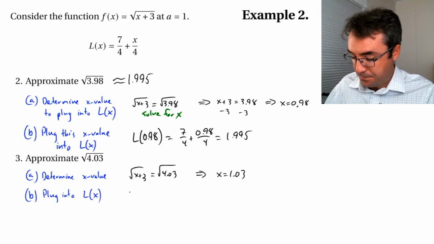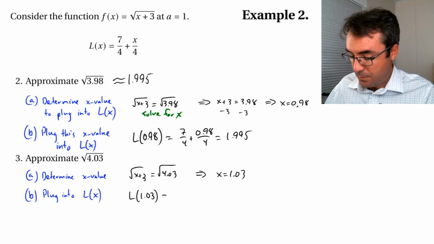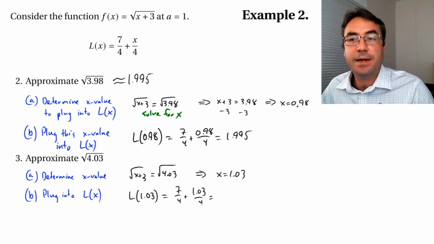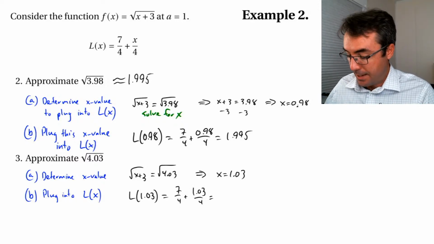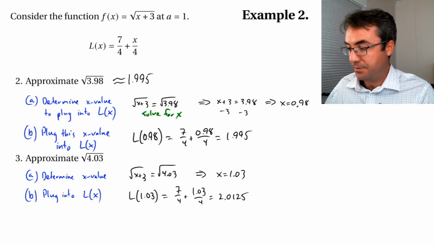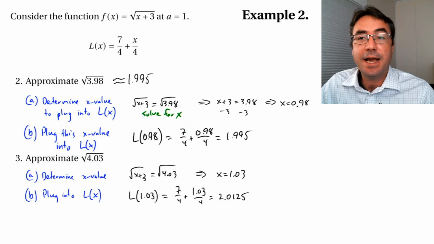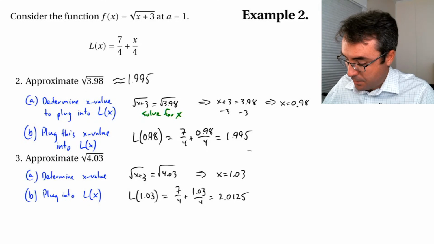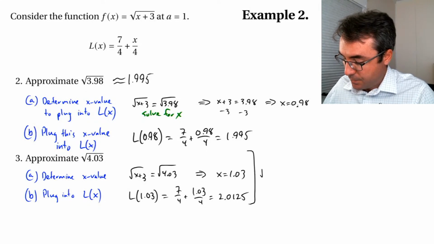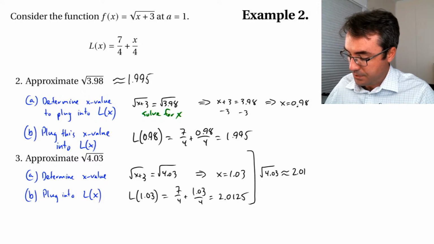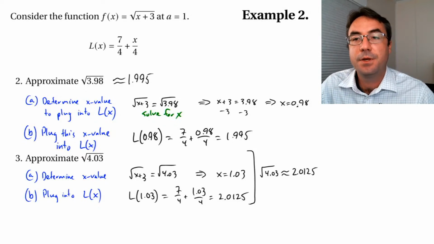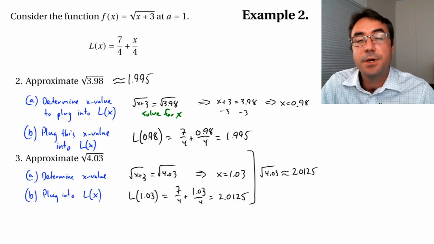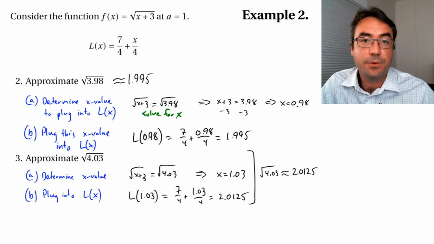So when we do that, we get 7 over 4 plus 1.03 over 4. And if we do that calculation, we get 2.0125. So that's the exact value of our linearization. But what this is showing is that the square root of 4.03 is approximately equal to 2.0125. So we've used our function value to approximate the square root of 4.03.